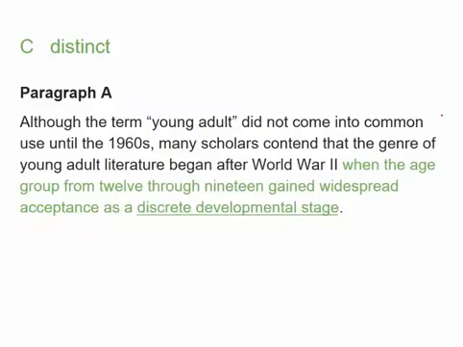Okay, and that idea comes from the passage, in section A, paragraph A, especially this part down here, where it says, after World War II, when the age group from 12 through 19 gained widespread acceptance as a discrete developmental stage. Well, tough words there. Discrete is a pretty good paraphrase of distinct, a pretty good synonym there. And the idea is that teenagers were considered a unique group at that time. Okay? That's the same idea that we get paraphrased in the passage when we include the word distinct from answer choice C.